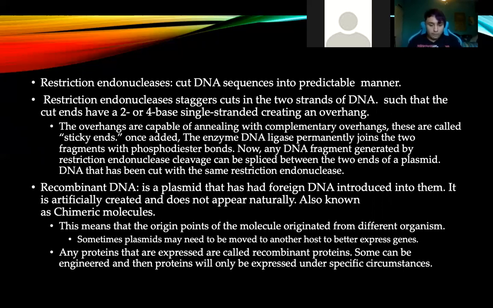Recombinant DNA. Recombinant DNA is a plasmid that has had foreign DNA introduced into it. It is artificially created and does not appear naturally. These are also known as chimeric molecules. This means that the origins of the molecules are from different organisms. Sometimes plasmids may need to be moved to another host so that they can better express specific genes. Any proteins that are expressed are called recombinant proteins. Some can be engineered, and some proteins will be expressed only under specific conditions.